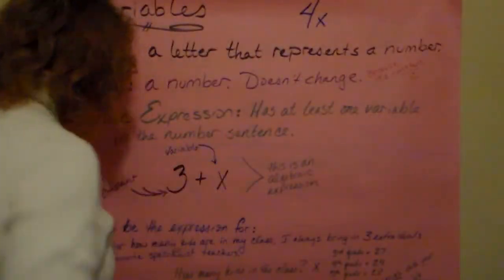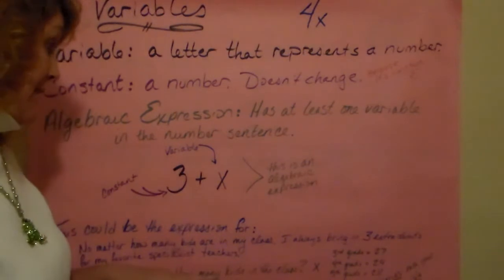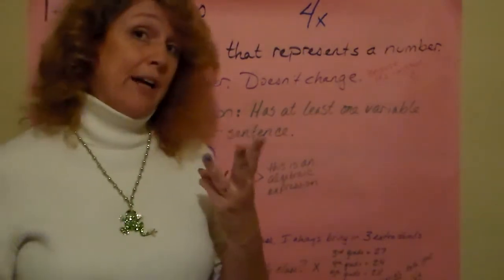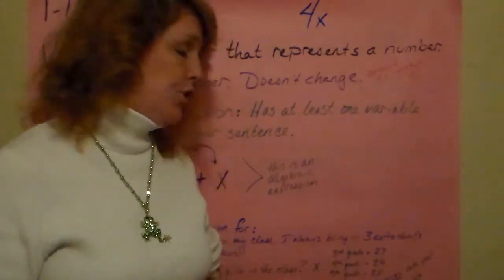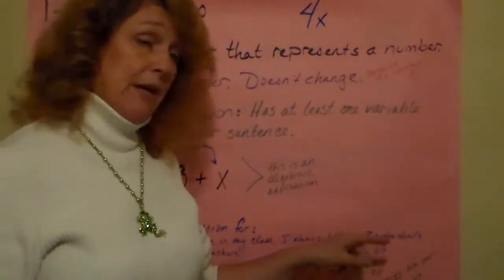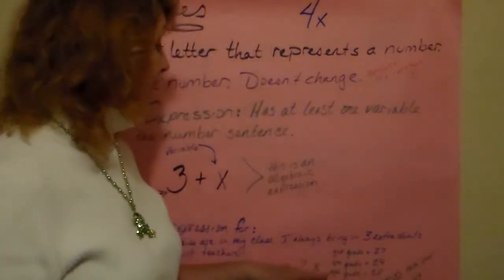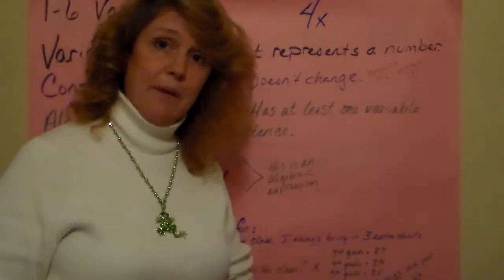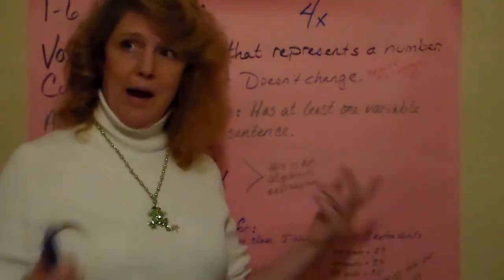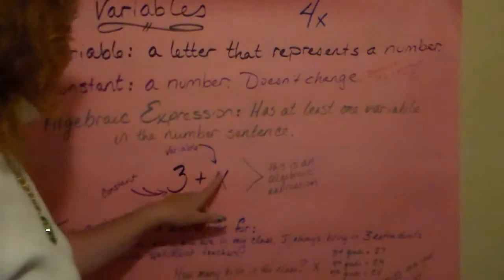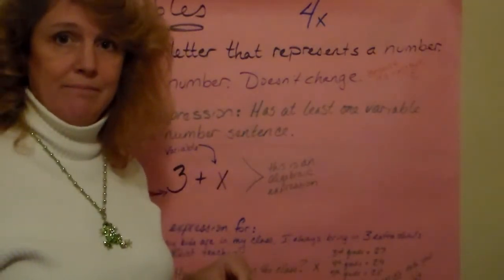This could be the expression for: no matter how many kids are in my class, I always bring in 3 extra donuts for my favorite specialist teachers. In 3rd grade there were 27 kids in my class. In 4th grade there were 24 kids. In 5th grade there were 28 kids. This number varies. X equals how many kids are in your class. X plus 3 equals how many donuts I bring.